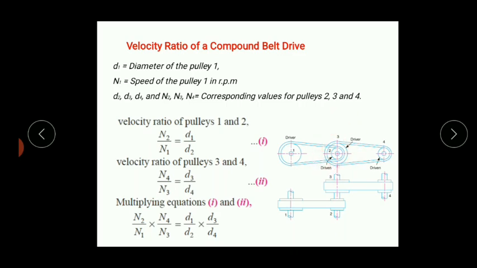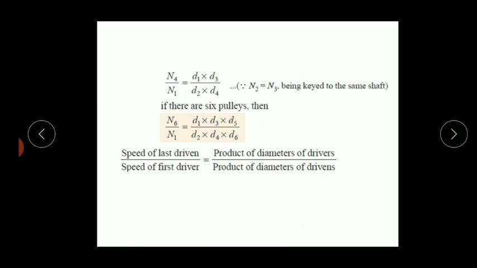This pulley number 3 will drive pulley number 4. Between pulley number 3 and pulley number 4, the speed ratio can be given as n4 upon n3 equal to d3 upon d4. So multiplying equation 1 and equation 2, as we know, n2 and n3 are the same because they are mounted on the same shaft. So n2 and n3 will get cancelled, and what will remain is n4 upon n1 is equal to d1 into d3 divided by d2 into d4.